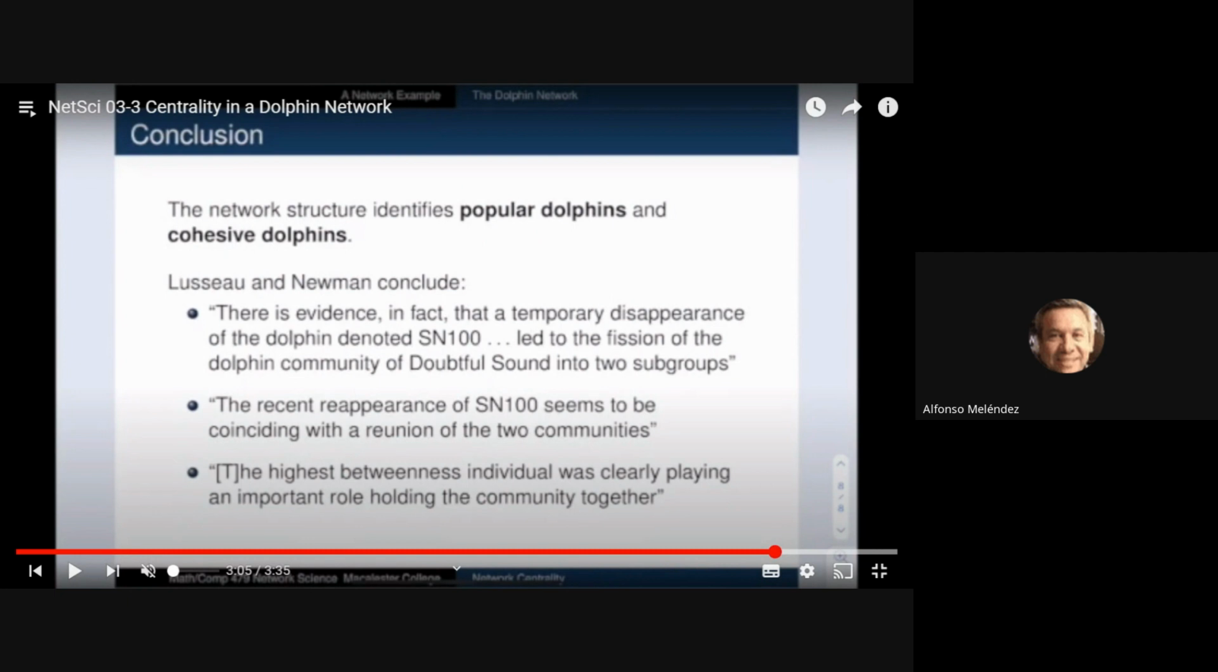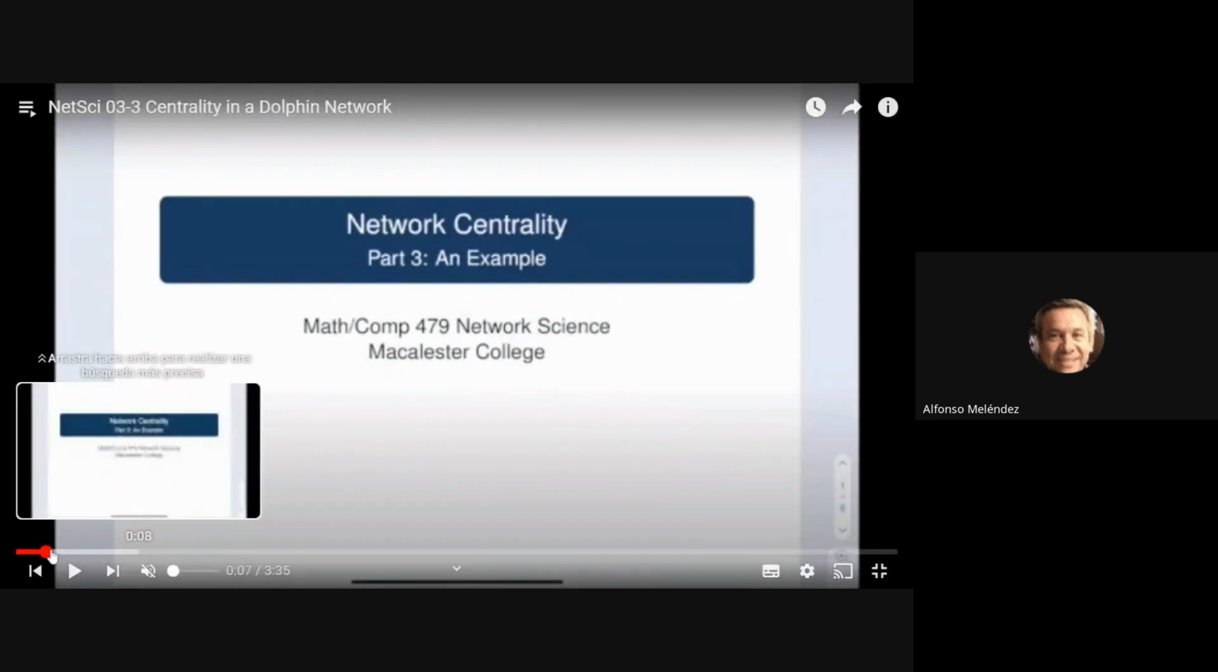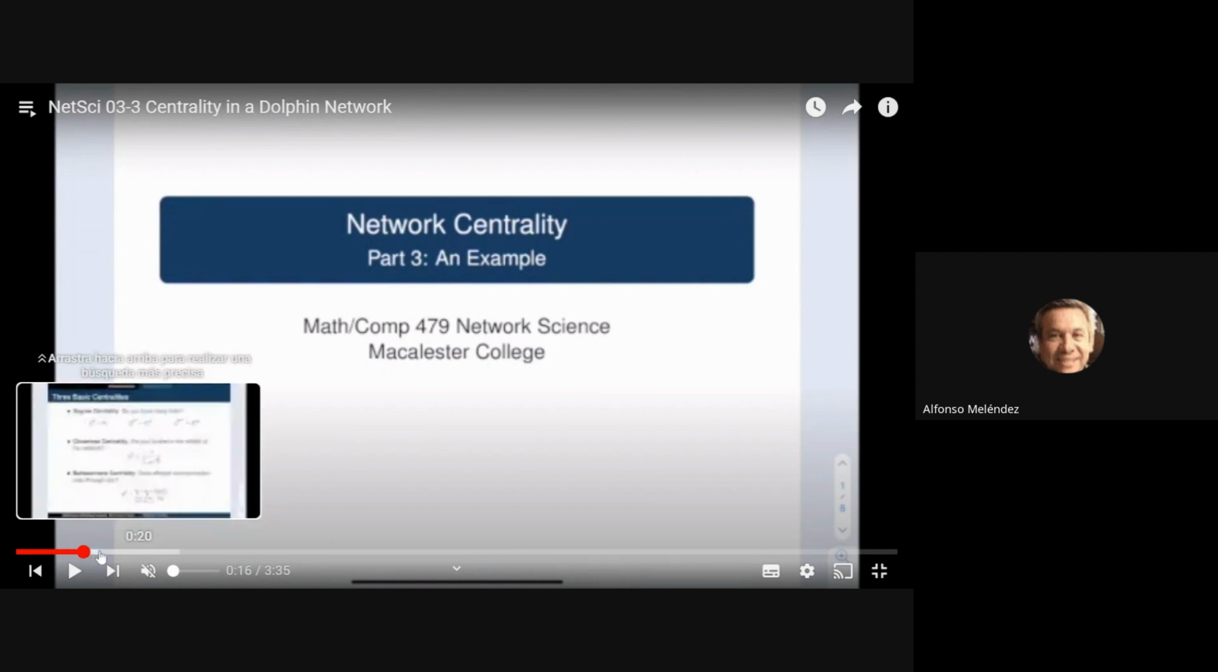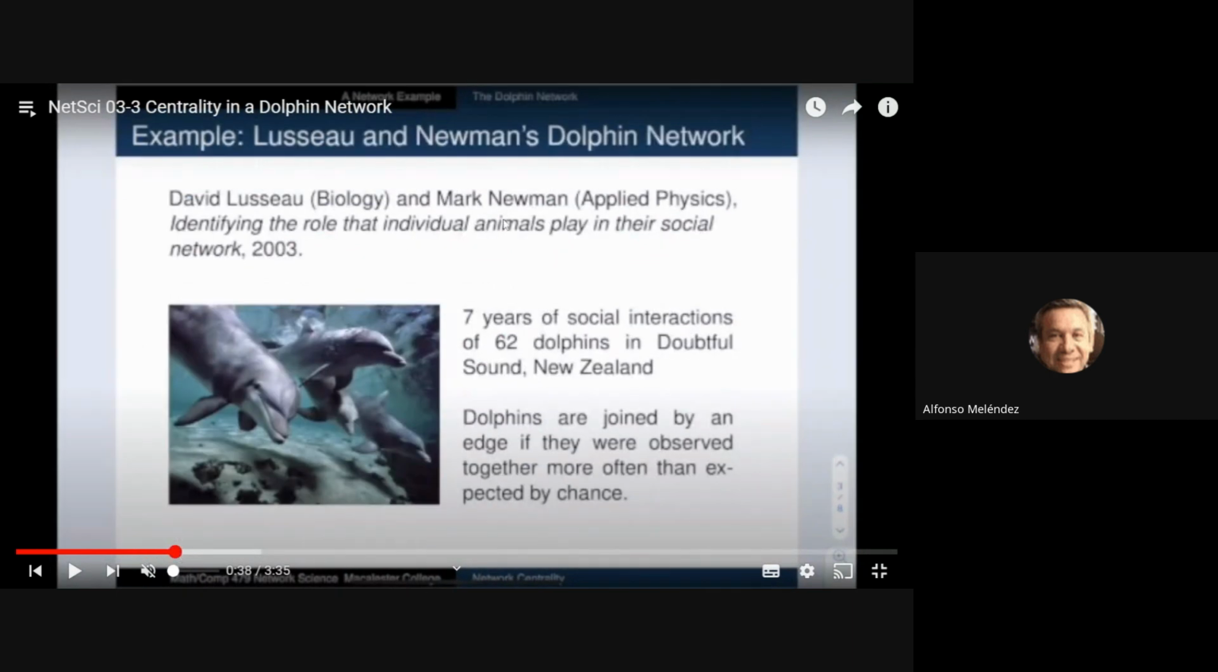I want to make two important observations. The first one: these two researchers, for building this network, spent 7 years. They had to go to the sea and do a very exhaustive analysis. Could you imagine how they managed to find out which dolphin was friend of which other dolphin? They had to spend hours and hours watching the dolphins, 7 years.